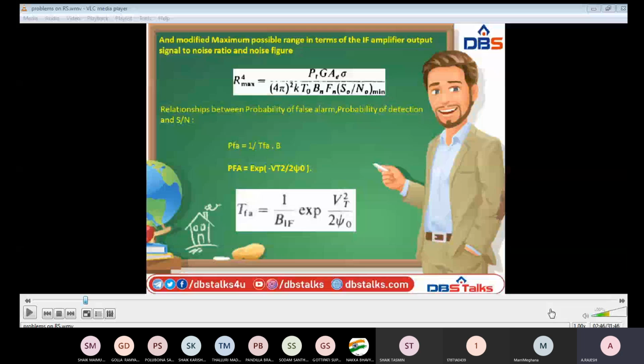Equals R max whole power of 1 by 4 equals PT GT AE sigma by ... Bn into Fn. Minimum. These values we have discussed in our radar equations. Can you hear that one now?